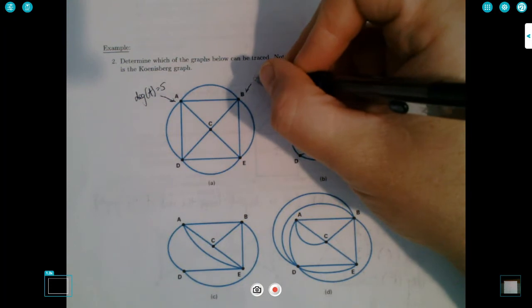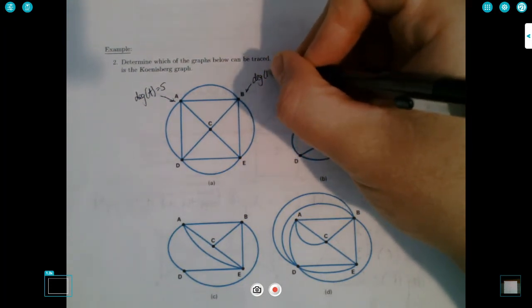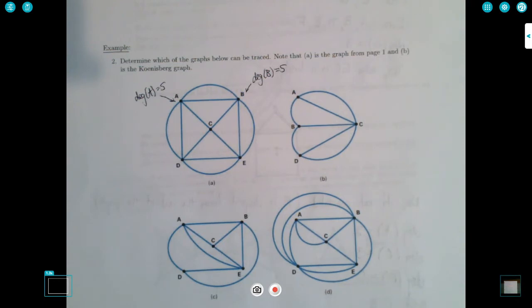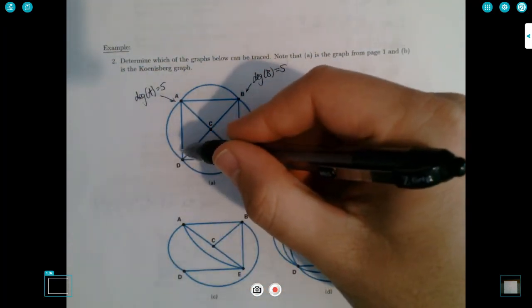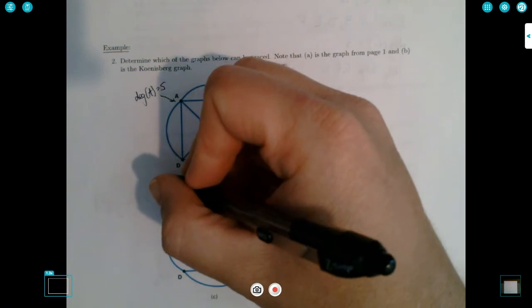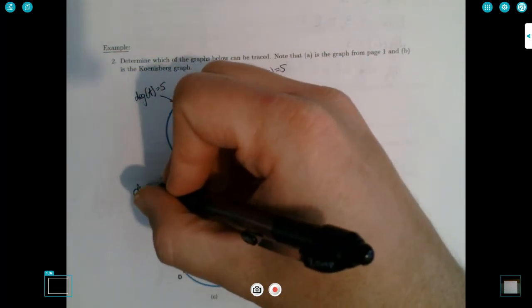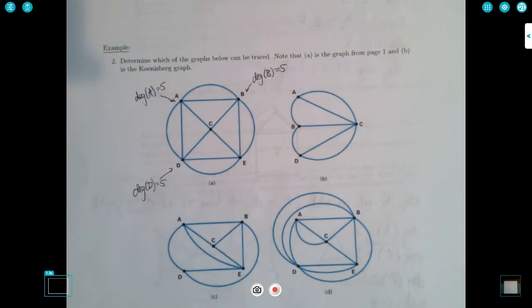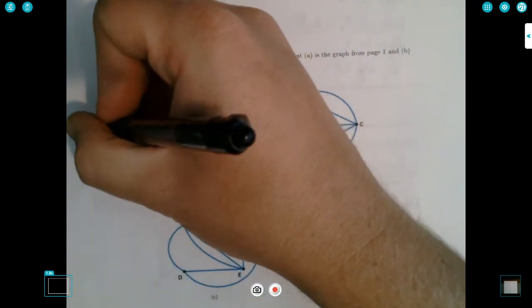So here we have 1, 2, 3, 4, 5. Okay, degree of B is also 5. Again, that doesn't necessarily mean game over, because you can have 2 odd vertices as long as the rest of them are even. Here the degree is 1, 2, 3, 4, 5. Now it's game over. Right? You have more than 2 odd vertices. This thing is not traceable. So not traceable.